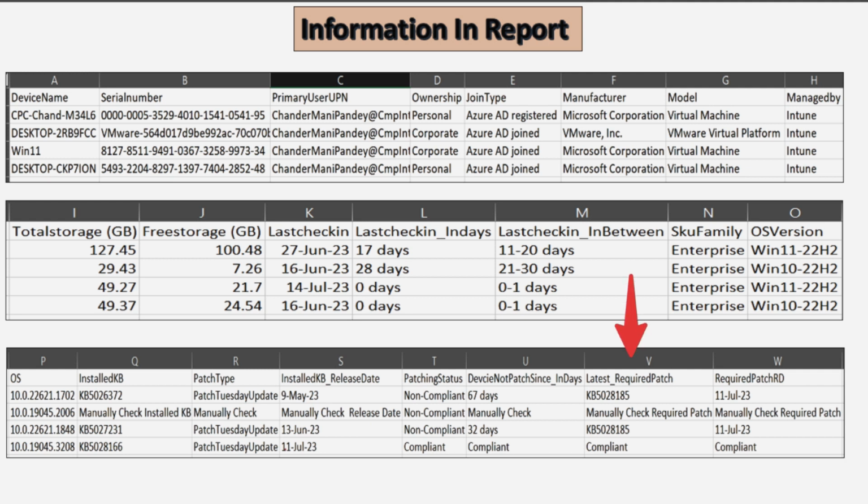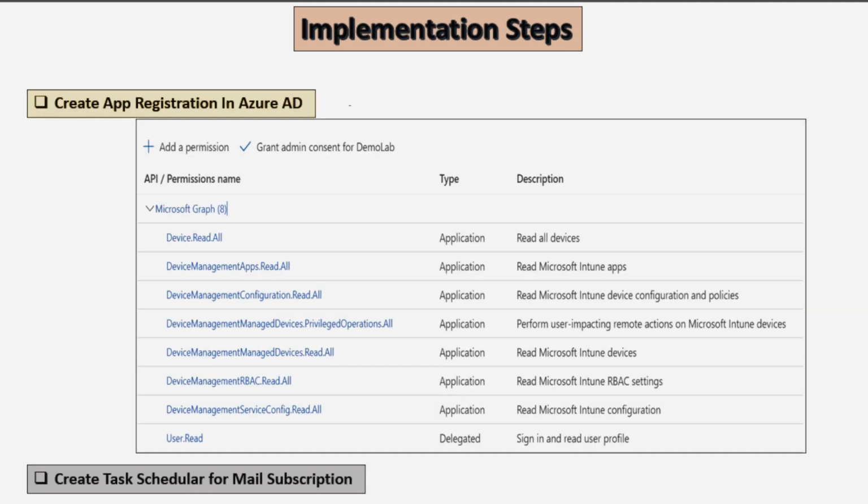Then we will get the latest required patch information. So if the patching status is non-compliant, then this will show what is the latest patch or KB available for that device. This will always show the latest KB article, which is nothing but the latest Patch Tuesday KB. Then we have the required patch release date. So this is the release date of the latest required patch for that machine. So these details provide comprehensive insights about the patching status and other relevant attributes necessary for monitoring and managing your Windows patching compliance.